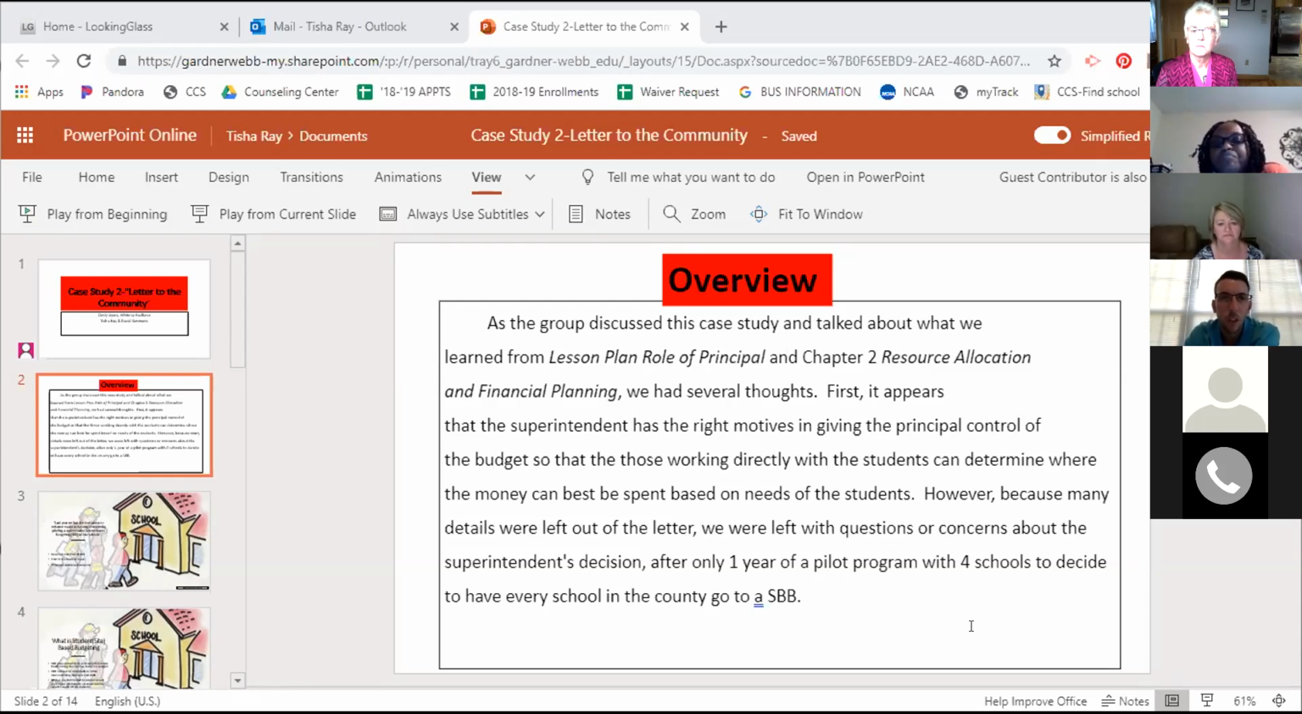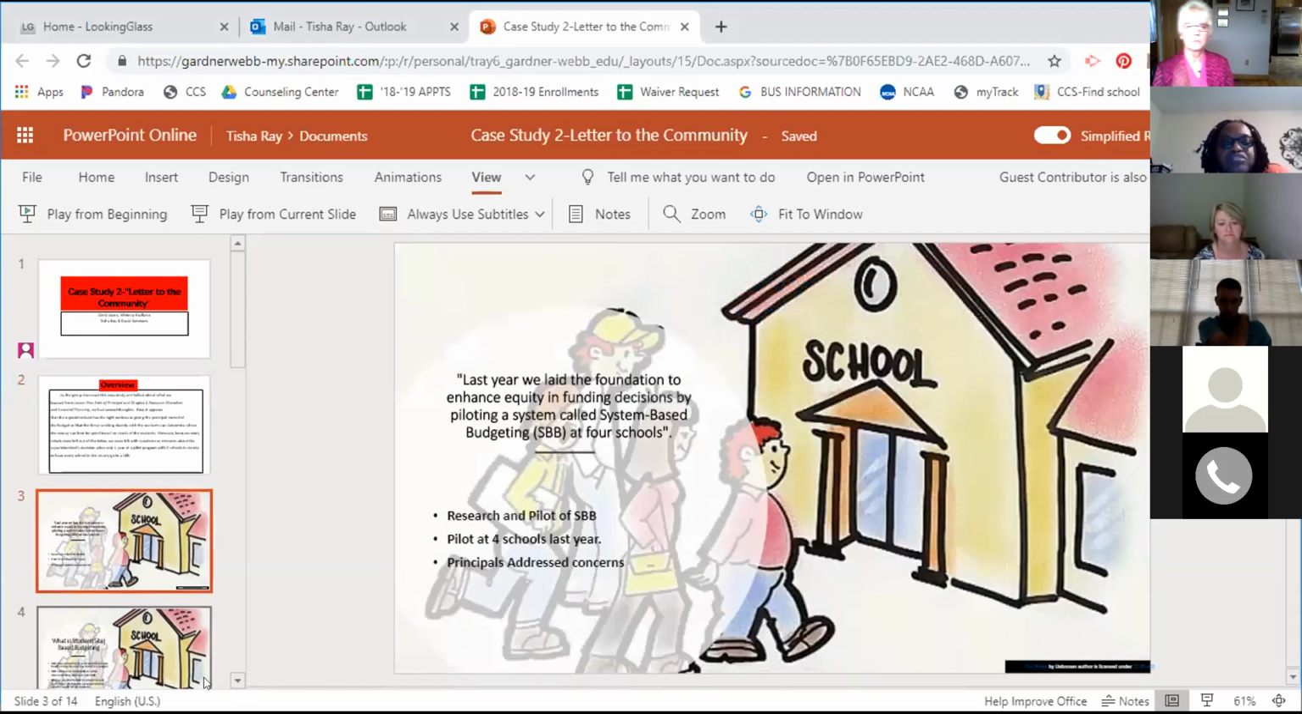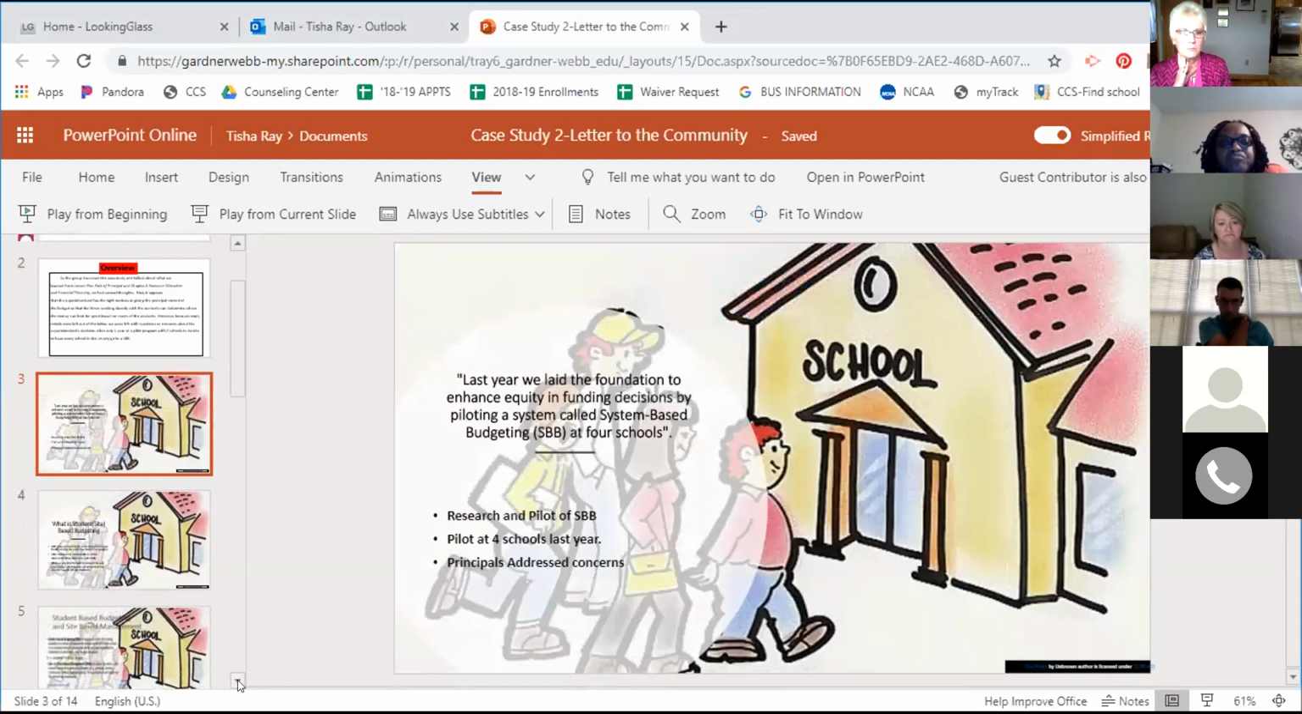And after only 1 year of a pilot program with 4 schools, it was decided to have every school go onto this SBB program. So we used bits and pieces from the letter to make explanation. So last year we laid the foundation to enhance the quality of funding decisions by piloting a system called system-based budgeting, or SBB, at 4 schools. They researched and piloted the program. It was only piloted for 4 schools for a year, and it was up to the principals to address any concerns from parents.